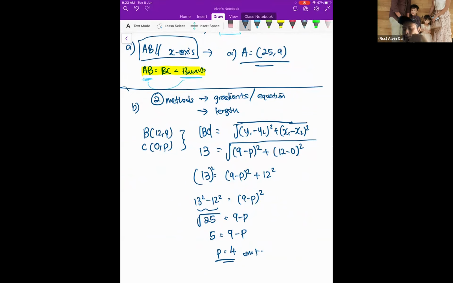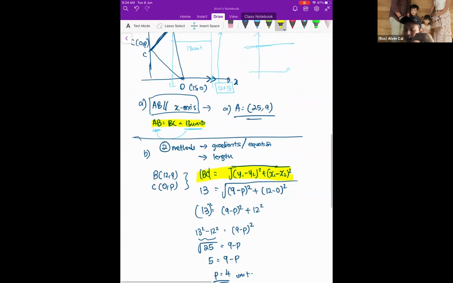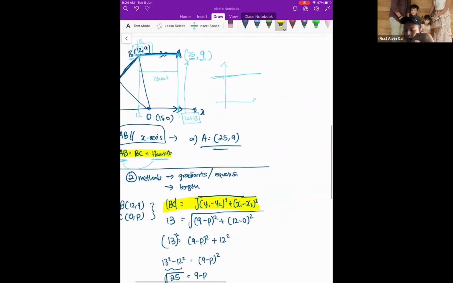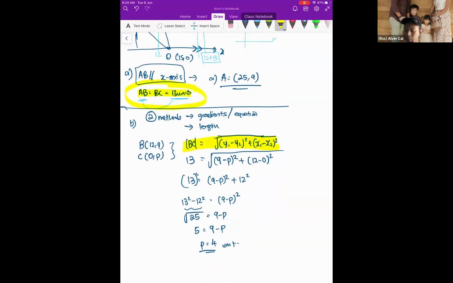Okay, so the key thing that I want to bring out, the idea behind it, is actually making use of the length. So how do we know it's using the length? Because there's no mention of the gradient on the graph itself. If you look at the graph, this is the line over here, this is the line over here, and there's nothing mentioned about the gradient. There's no equation of the line given as well. So the only thing that is mentioned is the distance. Distance of BC and AB is the same. So therefore, you can guess that we are using the length method to solve it.